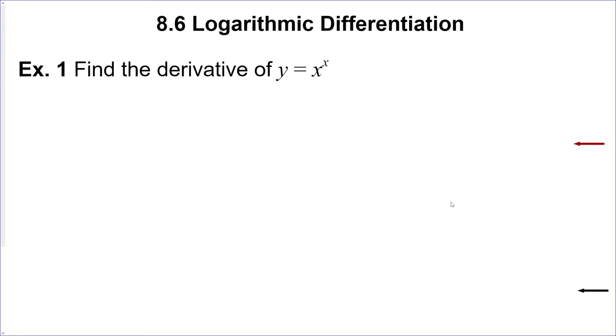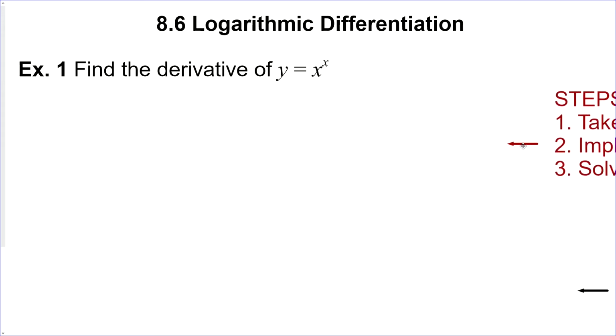8.6 Logarithmic Differentiation. We want to find the derivative of y equals x to the power of x. Now you might be tempted to try to use the power rule here, but the power rule only works when we have a number up here in the power position or the exponent position, and we've got x. You might also be tempted to use the exponent rule since x is up here, but that requires the base be a number or a constant. So neither of those rules will work in this case. So we need to think about what other tools we have that will get x out of the exponent position. And that would be using logs.